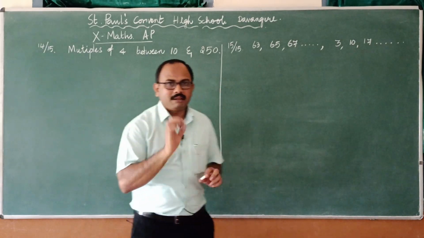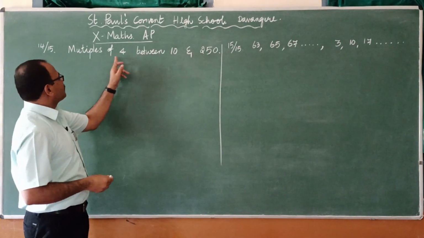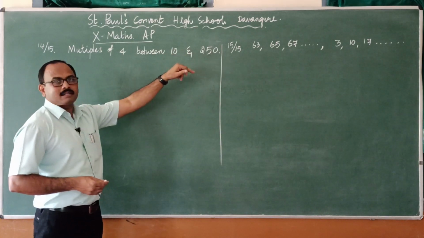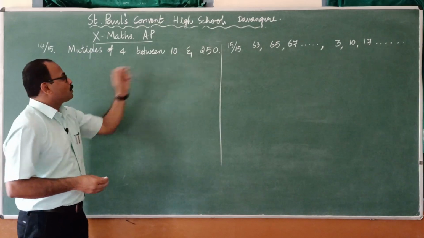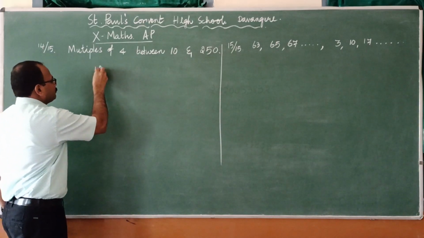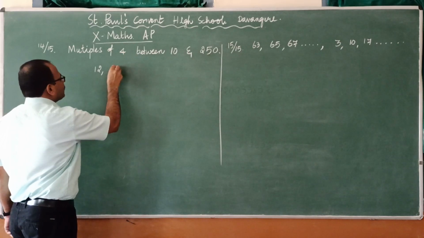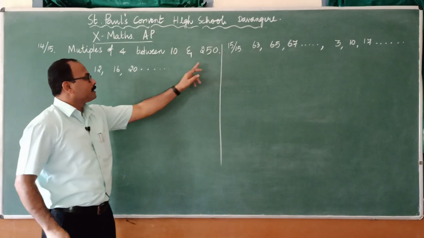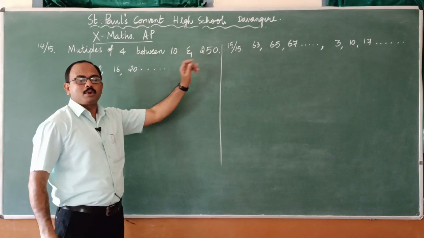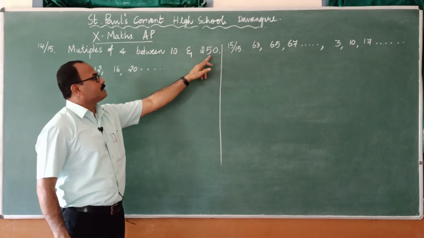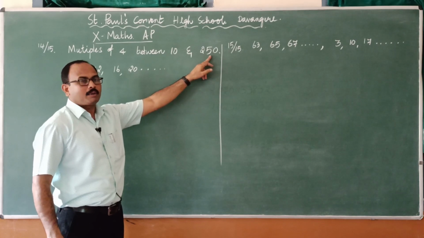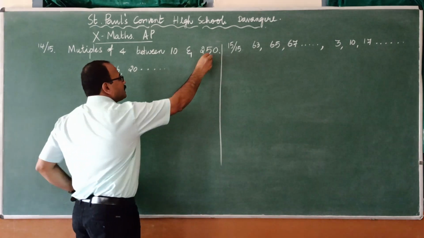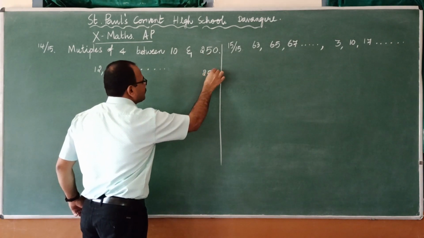Therefore, the first number, because multiples of 4 between 10 and 250. The next of 10 is 11. No, 12. It starts from 12. First term 12, add 4 to that, 16, 20, it goes up like this. The last term we do not know. Which term comes near to 250? Okay, 250 cannot be considered, because they say between. Therefore, let me take this 250.